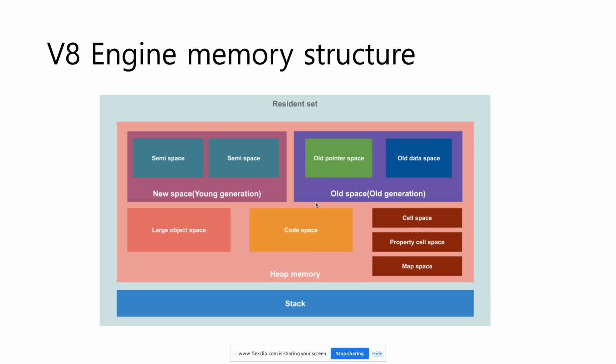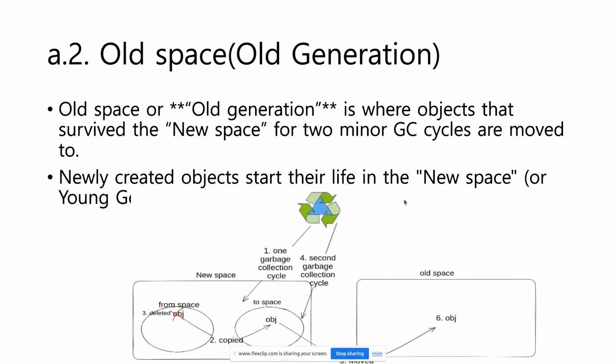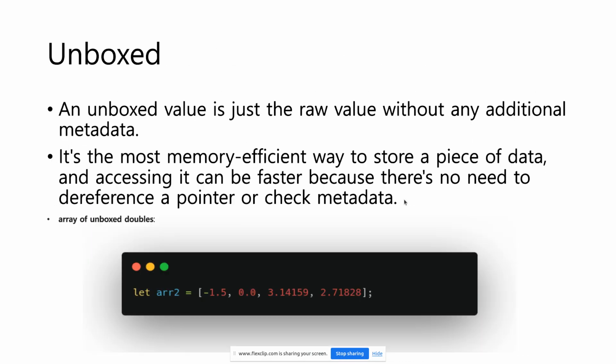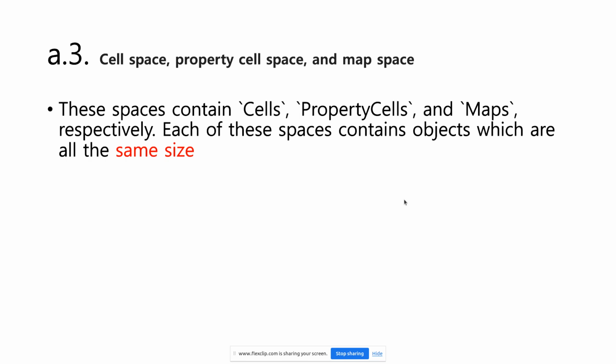Before, we talked about the old space, and now we're talking about the cell space, property cell space, and map space. So let's do it. These spaces contain cells, property cells, and maps respectively. Each of these spaces contains objects which are all the same size. I think the same size is very important.